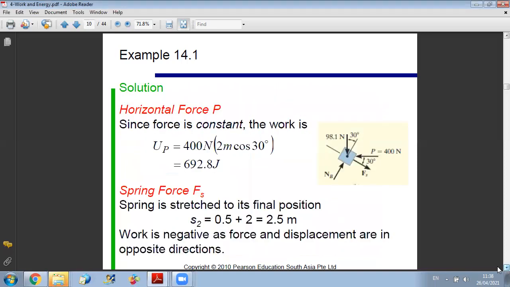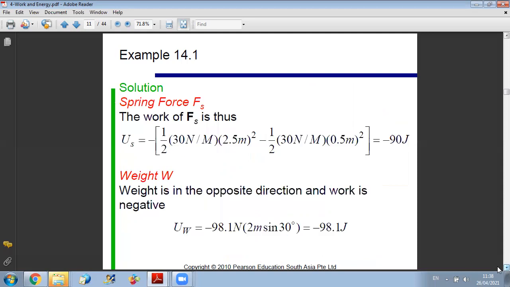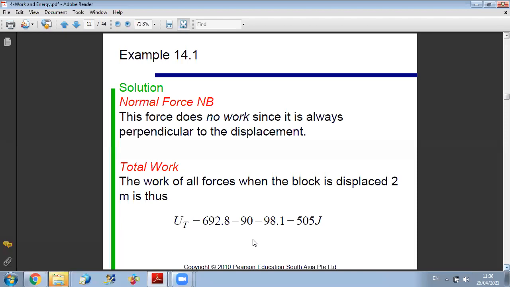As you can see here, first they computed the work of P, then for the spring they applied the formula, and also for the weight. And now by adding the works, you will have a net positive work. This is expected because the force P was able to displace the block upward, opposing the spring force and the weight. Any question on this problem?